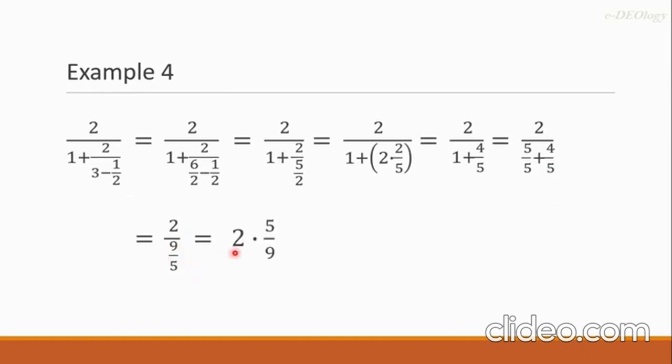Next, we're going to flip the 9 over 5 into 5 over 9. And we have this multiplication. So 2 times 5 gives us now the final answer, 10 over 9, or the mixed fraction 1 and 1 over 9.